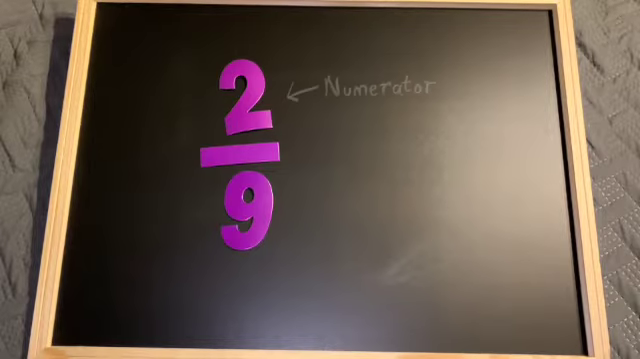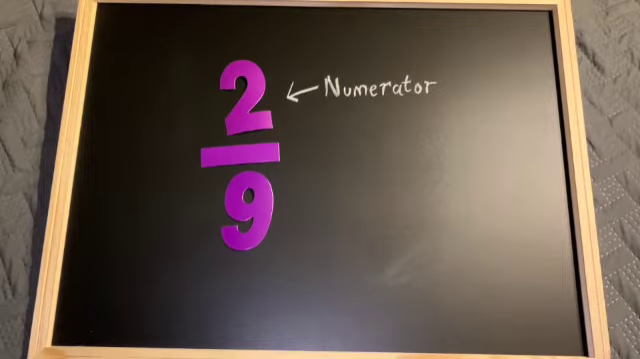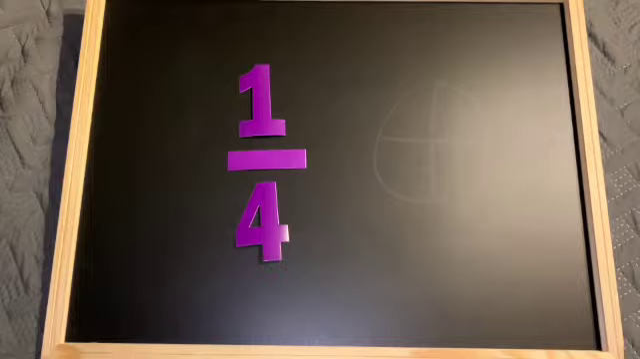It will cover the basics. In the fraction 2/9, 2 is the numerator and 9 is the denominator. A fraction is used to describe part of a whole.